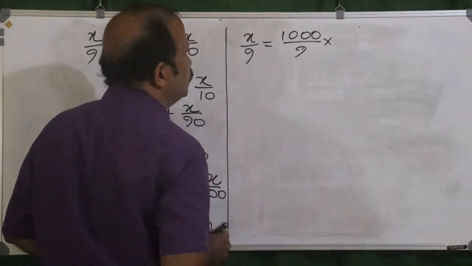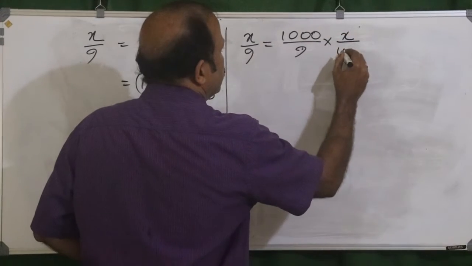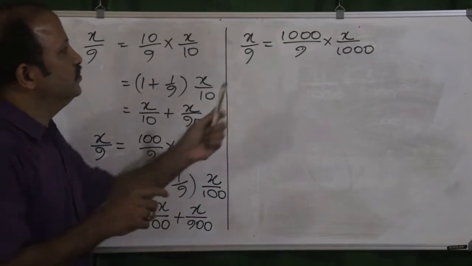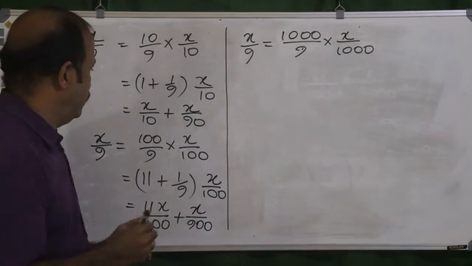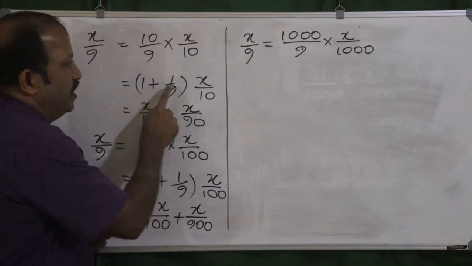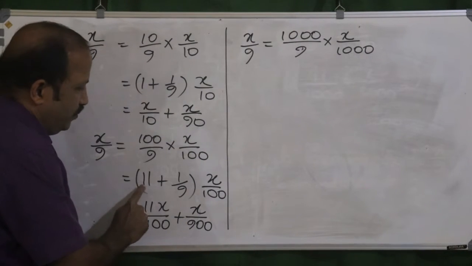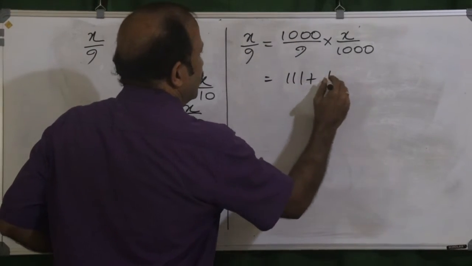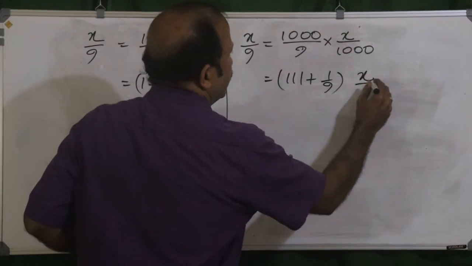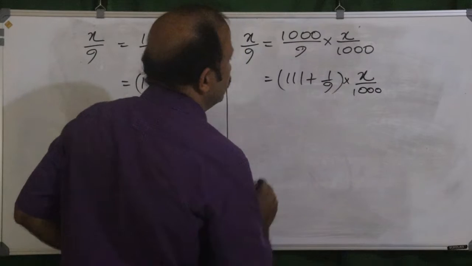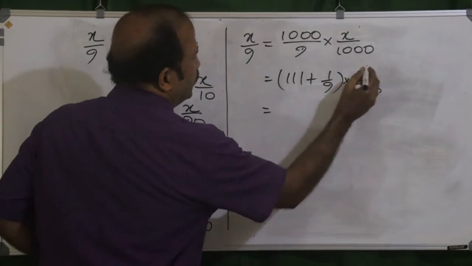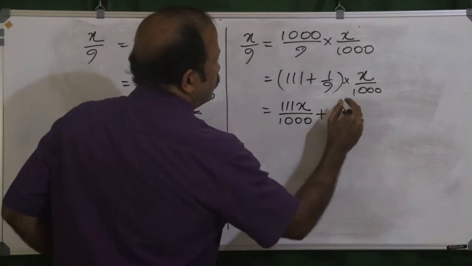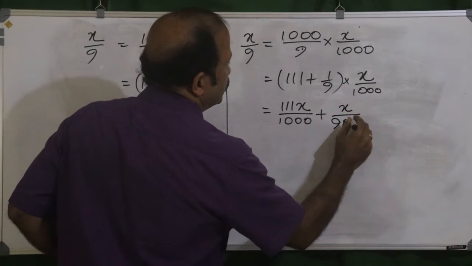So 1000 by 9 into x by 1000. We will check what is 1000 by 9. 10 by 9 we got 1 plus 1 by 9, 100 by 9 we got 11 plus 1 by 9, next will be 111 plus 1 by 9 into x by 1000. Removing the bracket you will get 111x by 1000 plus 1 into x is x by 9000.